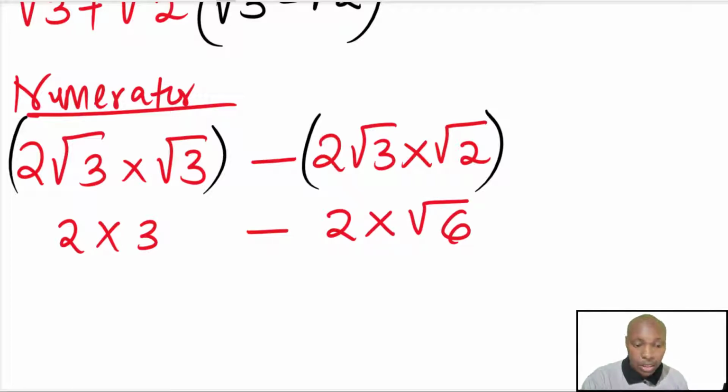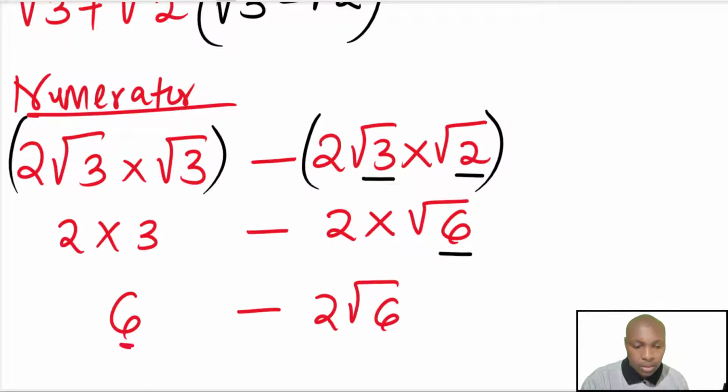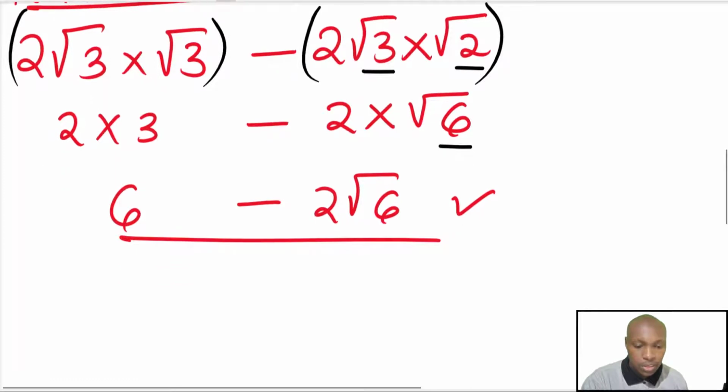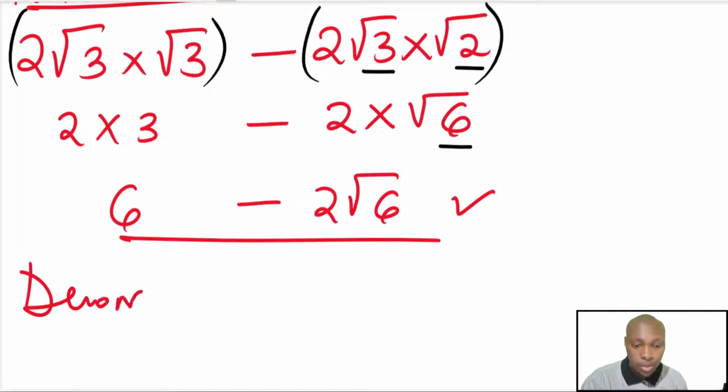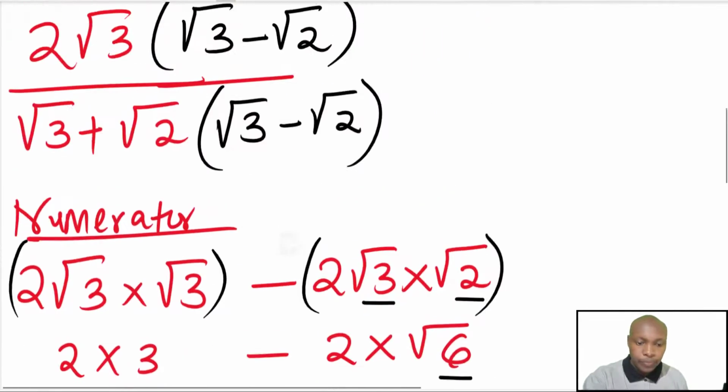Minus 2 times root 6. Root 3 times root 2 will be root 6. So this gives 6, subtract 2 root 6. 2 times root 6, you get 2 root 6. And that is the simplest way you can leave the numerator. So let's go to the denominator as well.